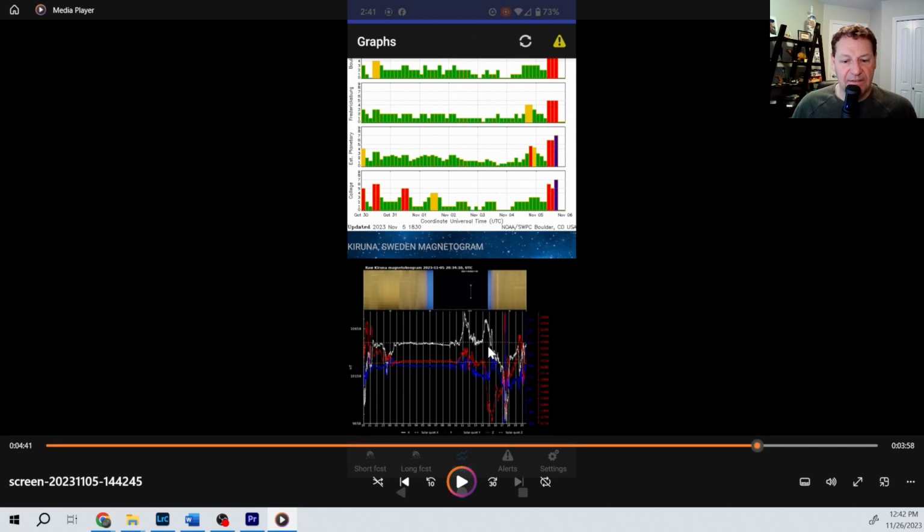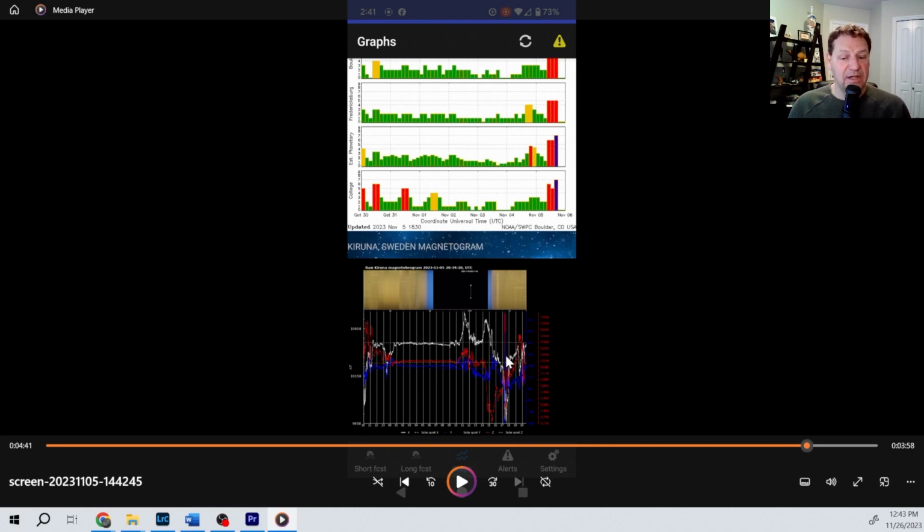And this is magnetometer, and you can see that it's really flat here. This one is in Sweden. They only have one. Canada has a dozen or so. So this is actually what KP is based on. Let's see, did I switch to one of the other ones? Oops, no. So KP, when it's flat like this, KP will be low. When it starts fluctuating like this, the KP will go high.